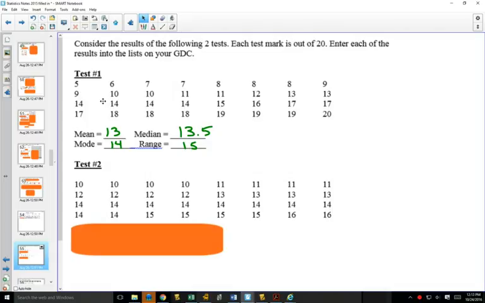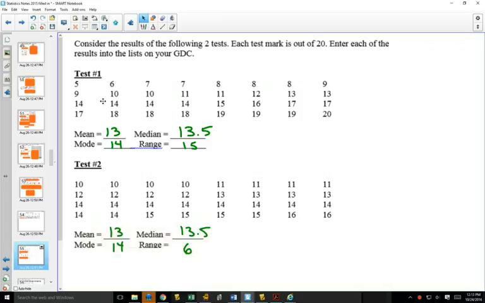If you did the same thing for the second set of data, everything is identical except for the range. As I was thinking about this example, I could have changed a couple of other things in here and even had the range to be identical. So we have 2 different sets of data, but even though the median, the mean, and the mode are all the same, they're very different. Can you see that in test 2, everybody is closer together? And in test 1, things are more spread out.